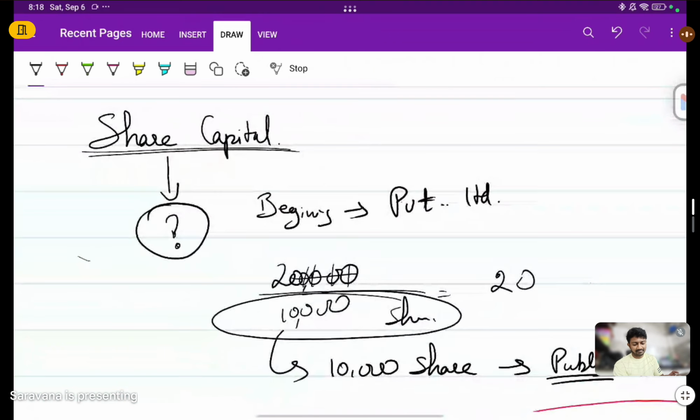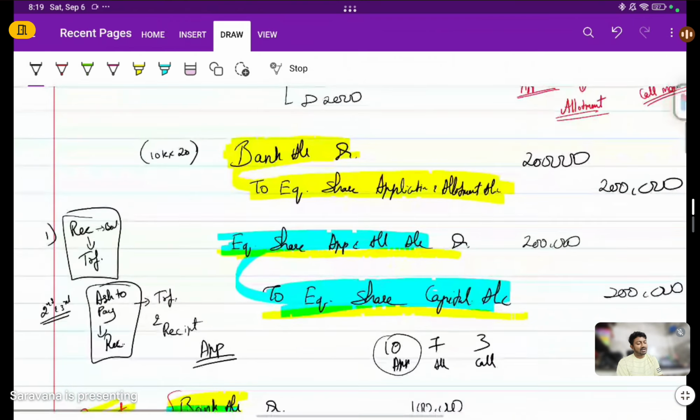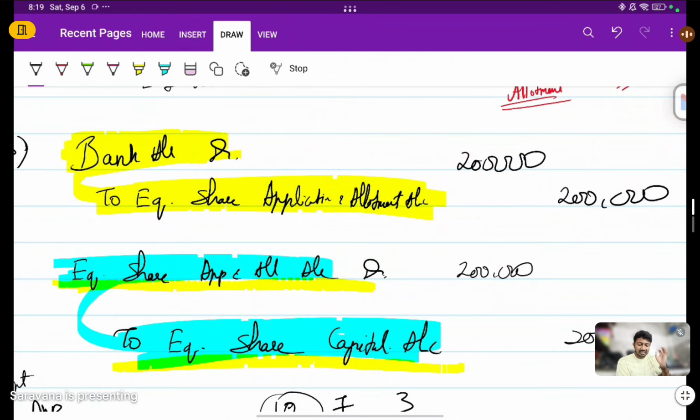So from the beginning, what does share capital mean? When a company requires money, it converts the required money into a number of shares. Once converted into shares, they are issued to the public. When the public purchases the shares, I issue a document in the name of equity shares and receive the money. If I receive the money in bulk, there is no problem. The journal entry will be: Bank account debit to equity share application and allotment; equity share application and allotment account debit to equity share capital. That's it.